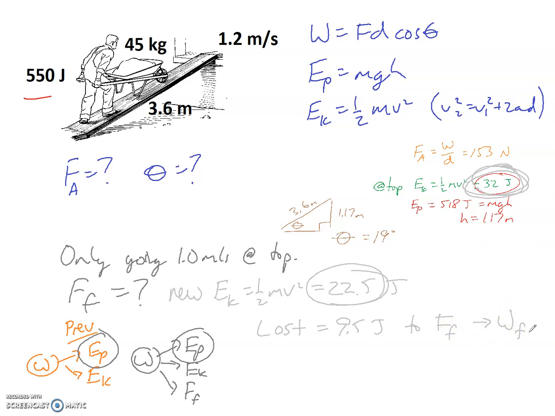So it's not very much. Well, now that I know the work that friction has done, the 9.5 joules, I can find the force of friction just by doing work equals Fd. I can take the work that friction has done and just divide it by the distance that friction acted on, which is just the 3.6 meters, and I can actually find out the force of friction. So I just take that 9.5 joules and divide it by the 3.6, and that's probably around 2.5 or so, and we're looking around 2.6 newtons for the force of friction.